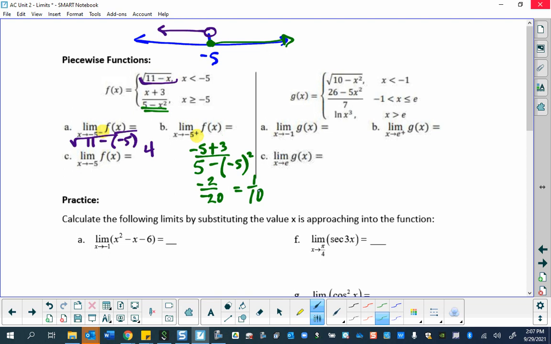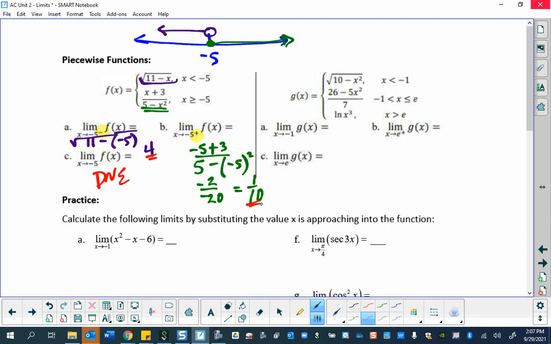Okay. The limit as x approaches negative 5 from the negative side is 4. The limit as x approaches negative 5 from the positive side is 1/10. So what can I say about the limit as x approaches negative 5? Yeah, it does not exist. And it does not exist because these two limits are not the same. Sound okay? All right.